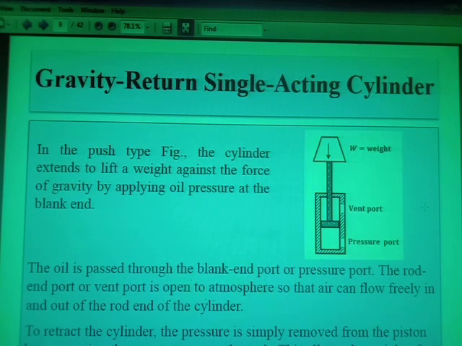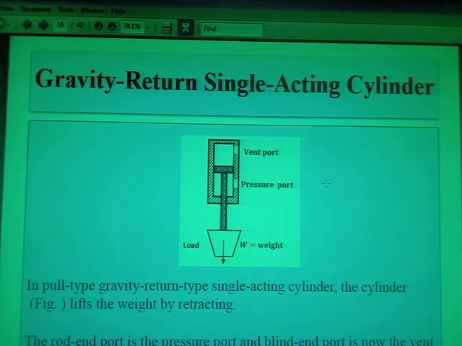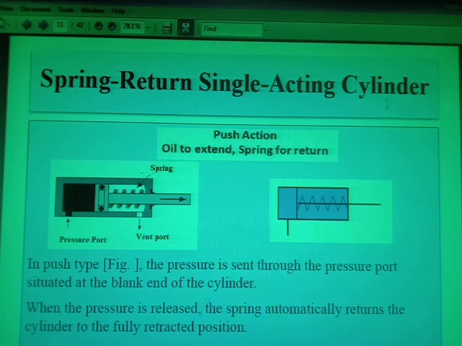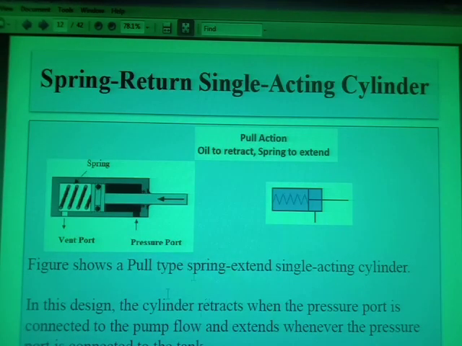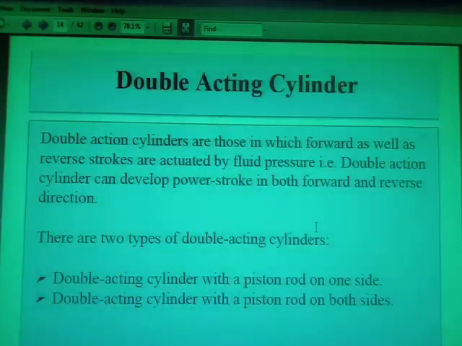There is another type of cylinder which is known as gravity return. What we saw earlier was the spring return, and this is the gravity return. Gravity return means some weight is provided here. Due to this weight, when the pump is disconnected, the cylinder will move in the downward direction. Therefore it is known as the gravity return single acting cylinder. Right, understand? And this is the spring return single acting cylinder, the symbol is there, and again the applications.